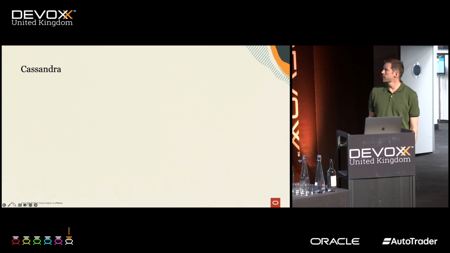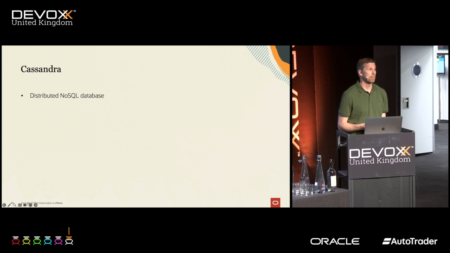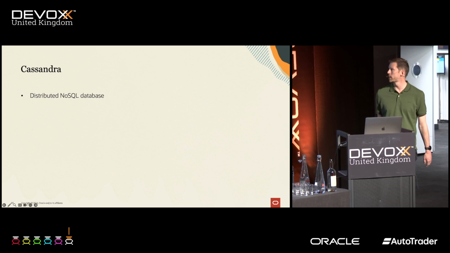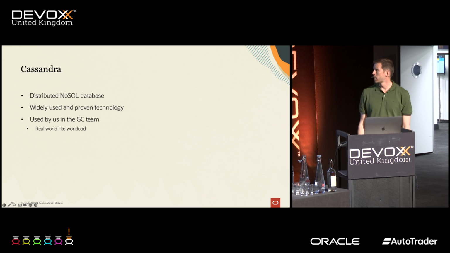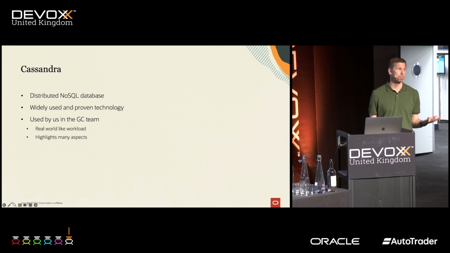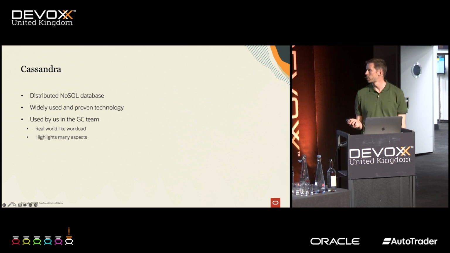The next slide is not from the outside, but it's using a real-world application, Cassandra. Many of you probably know about it. It's a distributed NoSQL database. It's widely used, and it's a proven technology. It's used by us in the GC team to have something that is more real-world-like than the usual benchmarks that we run. And we really think it's good because it highlights a lot of the different aspects that we care about. You can see both throughput, latency, and in some cases also throughput changes to the GC.